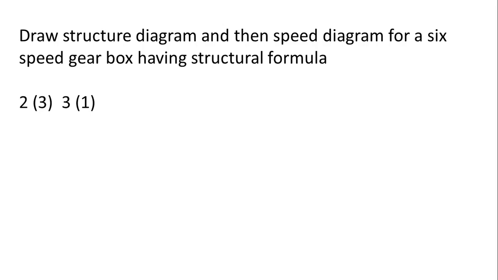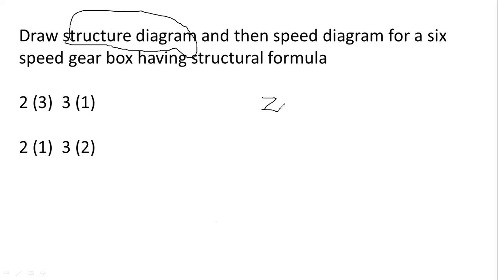The structural formula is 2331 and 2132. So let us start, guys. Now, the first thing that we have to do, right, is what? For the structural diagram, we have to first find out Z. It already says 6-speed gearbox, so Z is going to be 6, right? And it says that for this you have to draw the structural diagram.